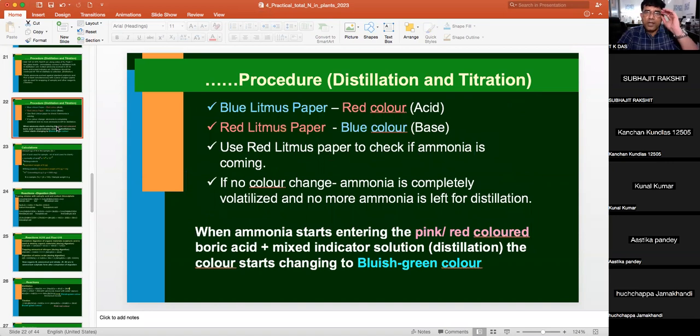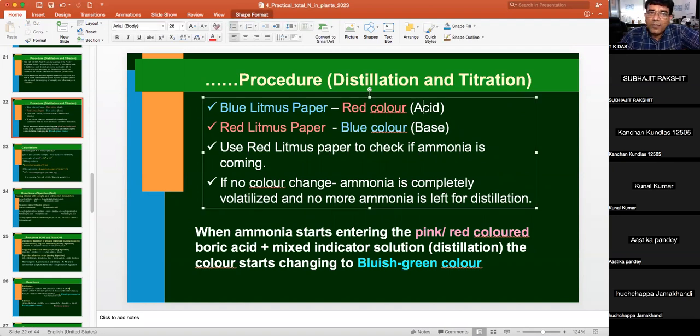Now, to test whether the ammonia has been completely evaporated or distilled, use litmus paper. If you have acid and put it on blue litmus paper, the color will change to red. If you have base and put it on red litmus paper, the color will change to blue. Use red litmus paper to check if ammonia is coming, and if there is no color change, it means ammonia is completely volatilized. So this is how you use litmus paper.